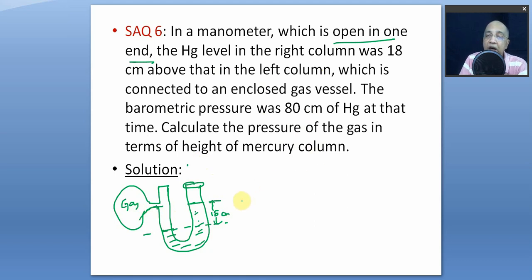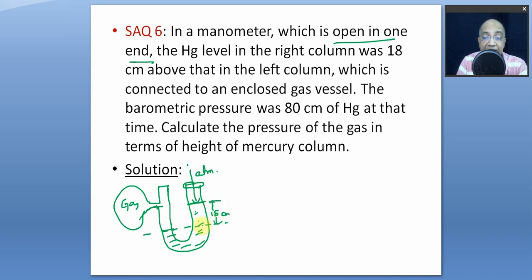You need not put the equation H rho G and find the pressure in Pascal or dynes per centimeter square. No need, only height of mercury. So now tell me, in this case, whether the gas pressure is greater than atmospheric pressure or less than atmospheric pressure. You tell me. Take some time. Since it is pressing, it is going up. Therefore, the gas pressure is more than atmospheric pressure, because up to this level, atmospheric pressure is exerting.